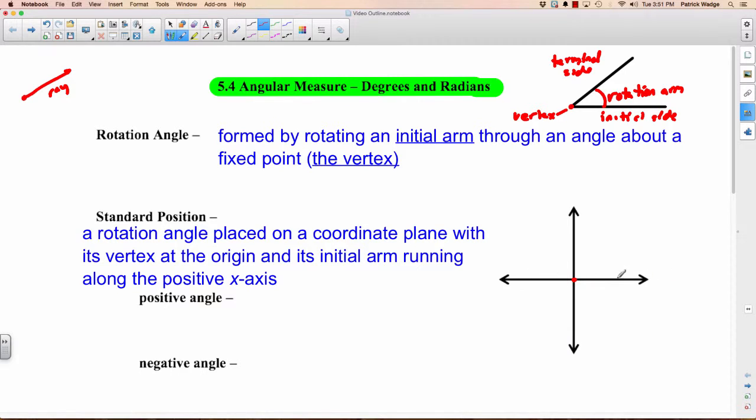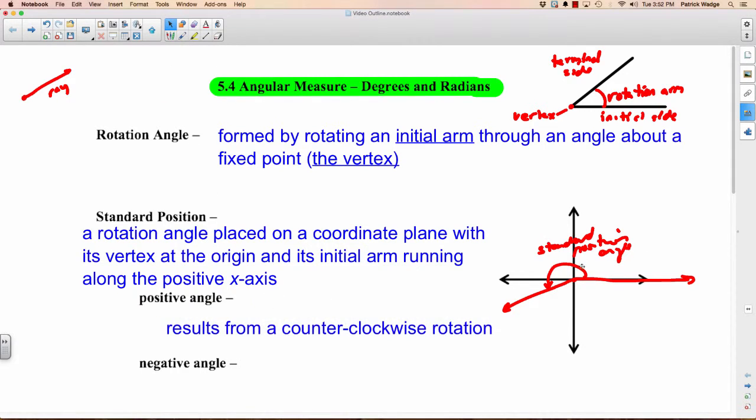Remember, this is the x-axis. It's not going to run this way, that's the negative x-axis. It's going to run this way. This is the positive x-axis. But besides that, it's exactly the same thing. All you're going to do is take that initial side, you're going to rotate it, and wherever you stop, let's say I stop all the way over here, then this would be your terminal side, and you get an angle forming right there. And that would be your standard position angle.